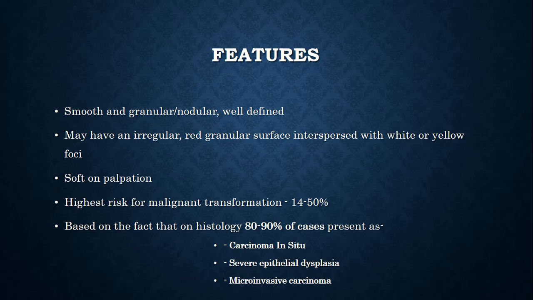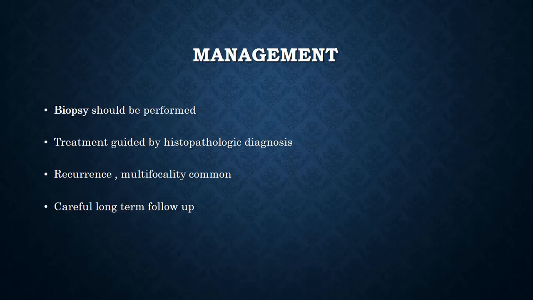Typical features are that most of the time it is a smooth, granular or sometimes nodular well-defined lesion, and may have an irregular red granular surface interspersed with white or yellow patches, soft on palpation. They have a higher risk for malignant transformation, ranging from 14 to 50%, based on the fact that on histology 80 to 90% of cases present as carcinoma in situ, severe epithelial dysplasia or microinvasive carcinoma.